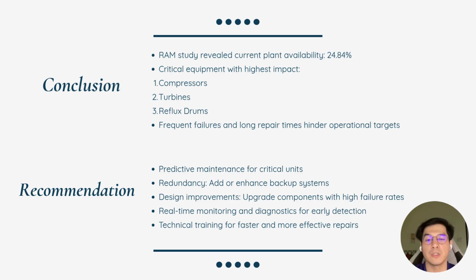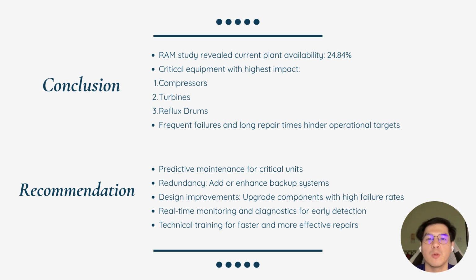In conclusion, based on our RAM analysis, the natural gas processing plant currently operates at an availability of only 24.84%, which is significantly lower than the industry target of 99%. Through simulations and DTCI criticality ranking, we identified compressors, turbines, and reflux drums as the most critical equipment contributing to frequent failures and prolonged repair times.